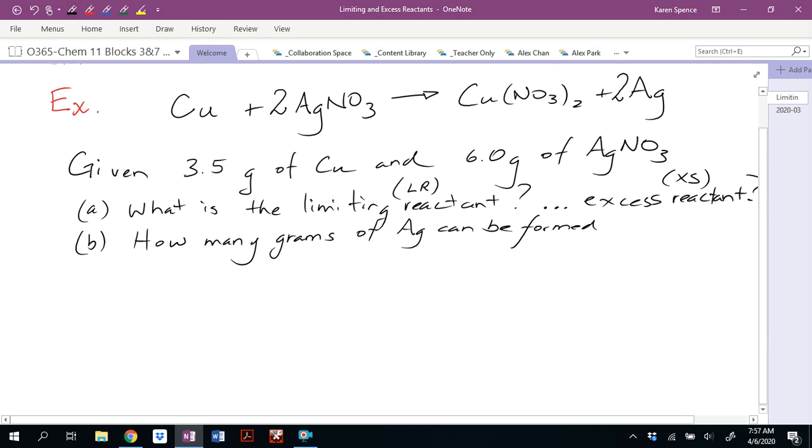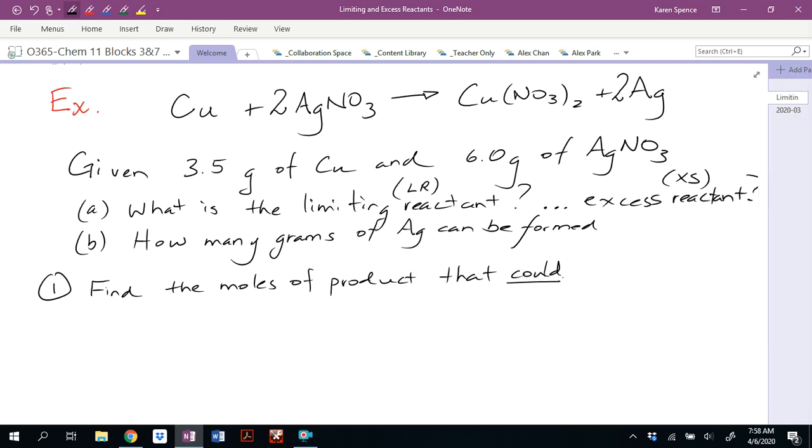So in any limiting reactant problem, the first thing you need to do is find the moles of product that could be produced. I'm going to underline the could because the excess reactant could produce that much if you had lots of the limiting reactant, but you don't, so you won't actually make that much. Anyway, find the moles of product that could be produced by each reactant.